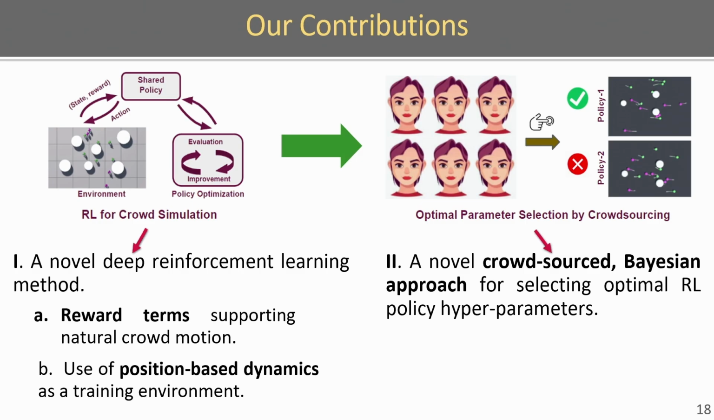So from that perspective, our contribution is twofold. One is we propose a novel deep reinforcement learning method with a novel reward term which supports natural crowd motion, and also we use position-based dynamics as a training environment. As the second part, we propose a novel crowd-sourced Bayesian approach for selecting optimal learning parameters of the reinforcement learning.